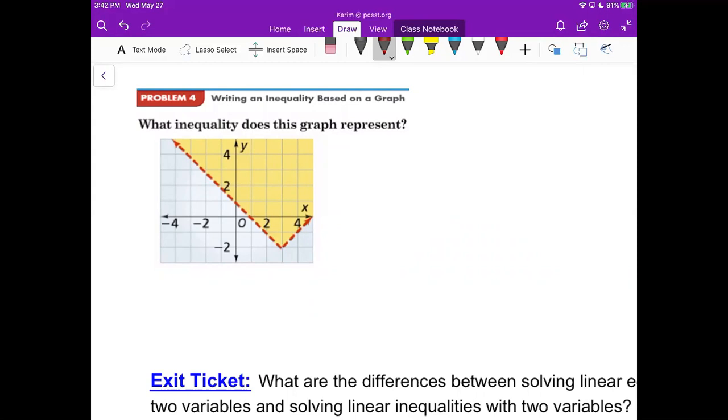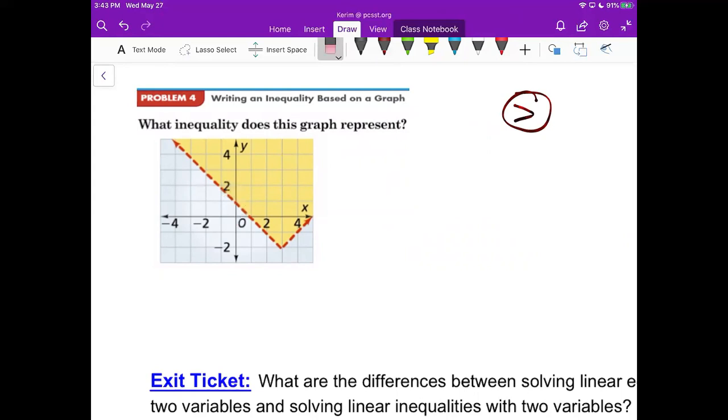First of all, when I look at the line, the line is dotted. A dotted line means I have greater than or less than, not equal. I know it's one of these. Then I'm going to look at the y-intercept. Above is shaded, this side is shaded. The greater side is shaded because this side is greater at this point and this side is less. So that means I'm going to use the greater than sign. So I figured out the inequality symbol.